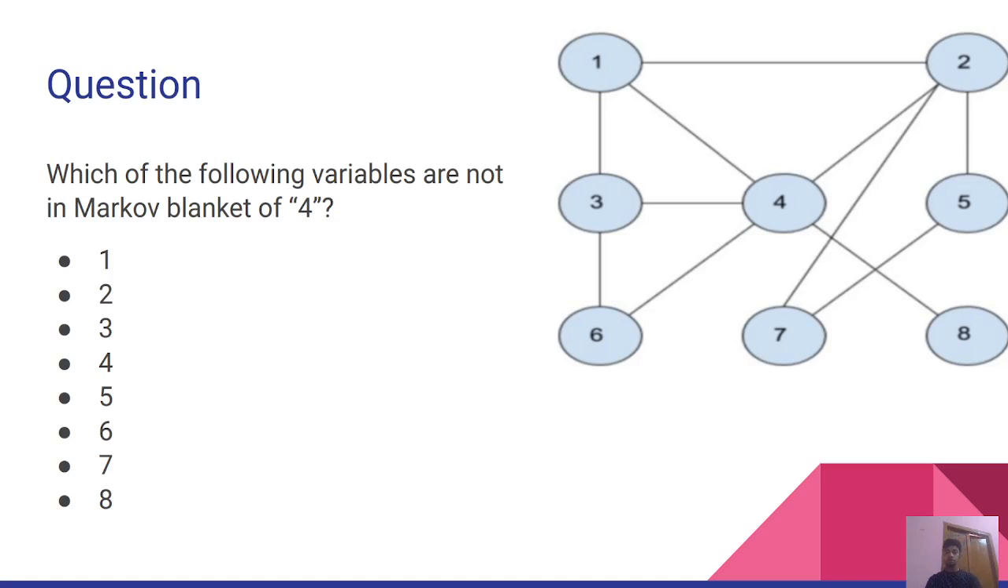Okay, so we have a graph, and I hope you already know what Markov blanket means. So we are considering node 4 here, and which of them are not in the Markov blanket of 4? 5 and 7. Right.